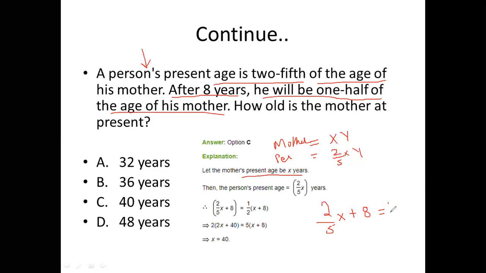So what will it be? 1/2 of the age of the mother, that is x. Age of the mother is x, and we are talking about after 8 years. So we have to add 8 years also here.